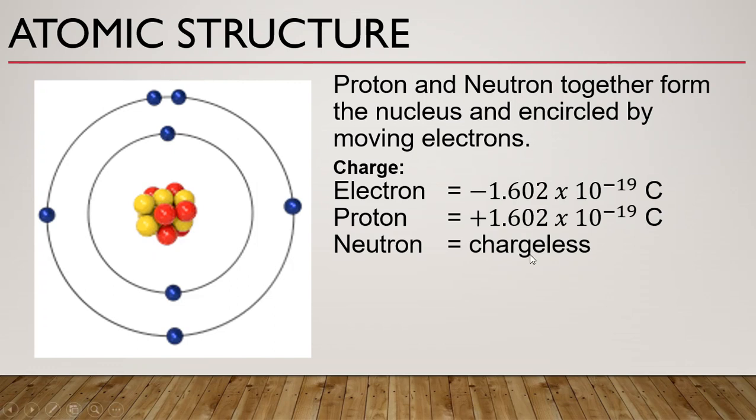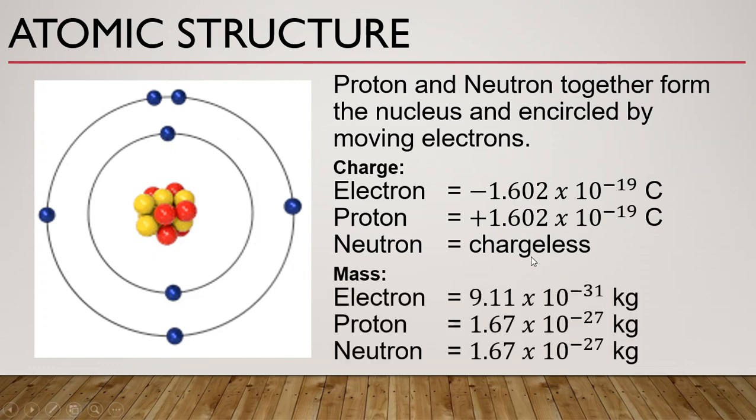How about sa atomic mass? Masses for the subatomic particle are small. Protons and neutrons have approximately the same mass, which is 1.67 times 10 raised to negative 27 kg. Which is, mas malaki ito kaysa sa mass ng electron na 9.11 times 10 raised to negative 31.